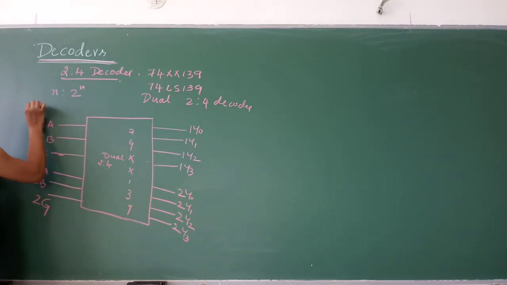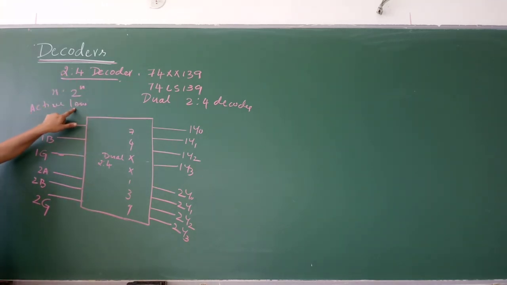What is the meaning of active low? Active low: when a low signal is given, the input will be active. That means whenever you are giving a low signal to 1G, only then this particular line will be active. Once I write the truth table, you will come to know.